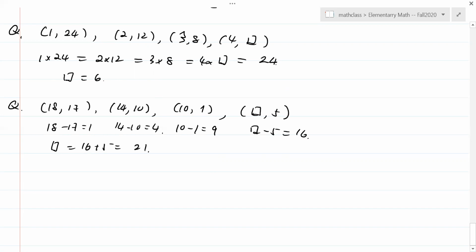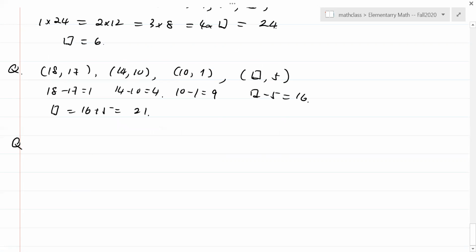If I add the two numbers in each pair, I don't see a difference. Okay? So let's try, can you see it? If I take the difference of the two numbers in each pair, I see a sequence. 1, 4, 9, 16. So then I figured out the next number. So the missing number should be 21. Right. Okay, let's do another one.